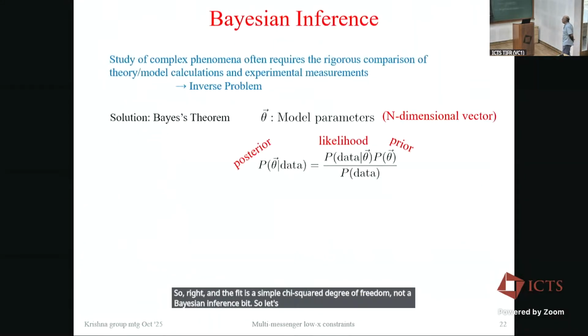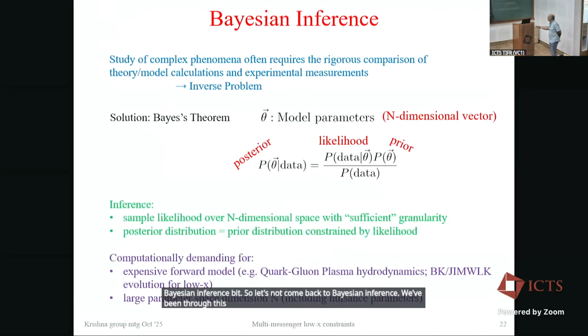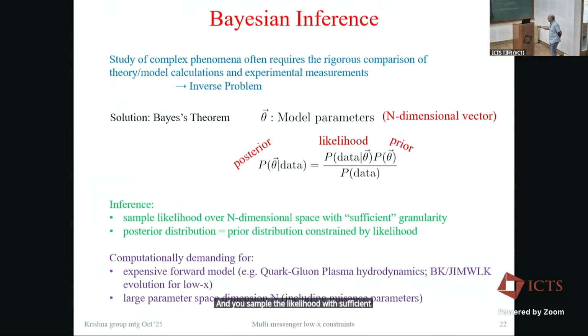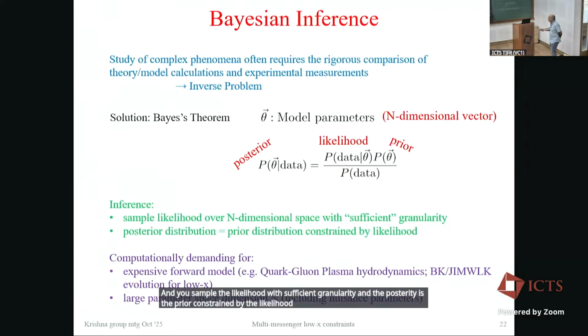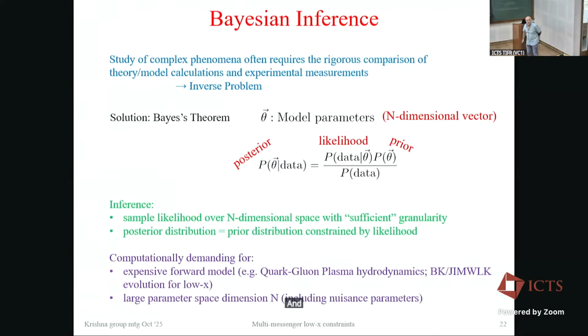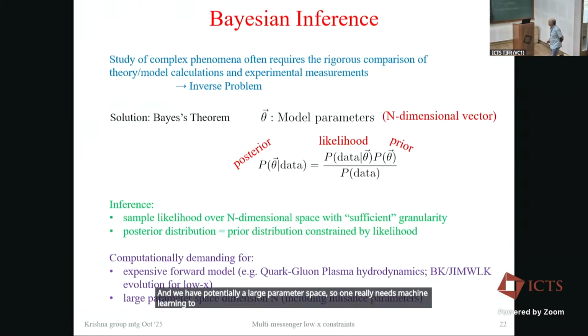So let's now come back to Bayesian inference. We've been through this. So this is Bayes' theorem. You sample an n-dimensional likelihood. You have a parameter space of n dimensions, and you sample the likelihood with sufficient granularity, and the posterior is the prior constrained by the likelihood. Computationally demanding: the integration of this, and even more so the JIMWLK equation, is computationally extremely expensive, and we have potentially a large parameter space. So one really needs machine learning to help us.